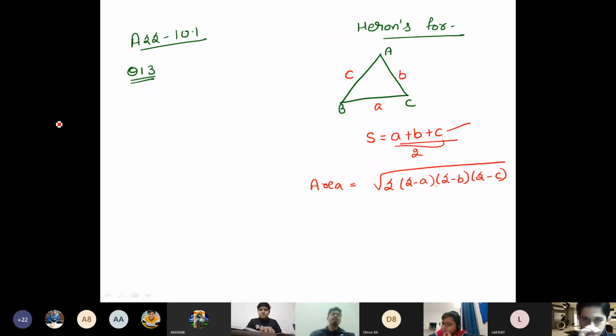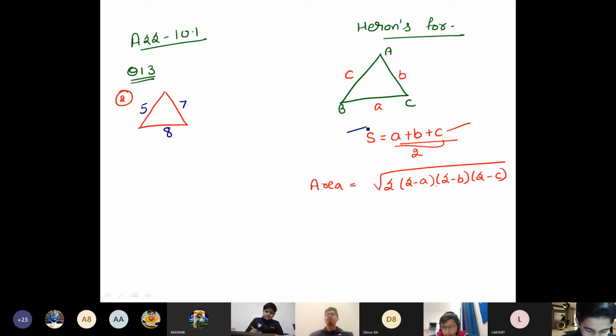Okay. Now see students, question number 13 consists of 4 parts. I am discussing one or two among them. See the second part: find the area of the triangle whose sides are 5, 7, and 8. Now I have to find out the area of the triangle. So first, I have to find out the semi-perimeter S.